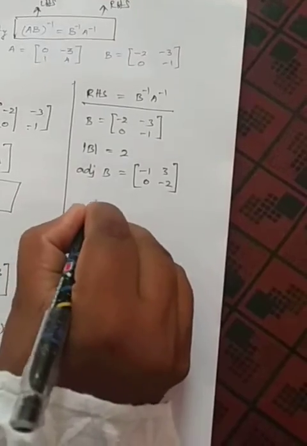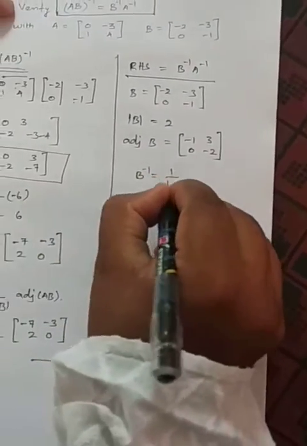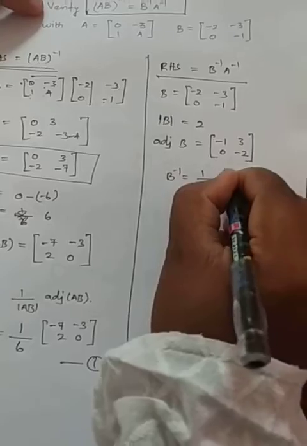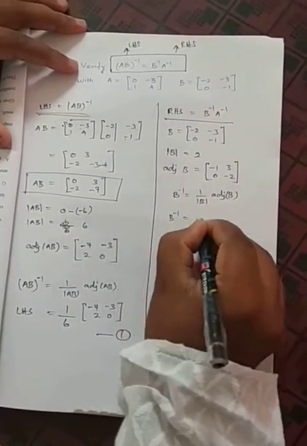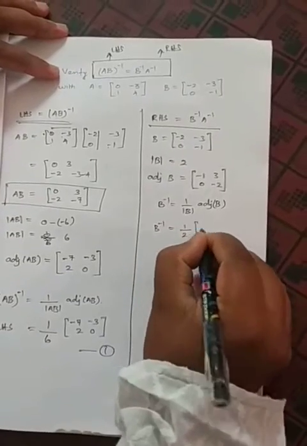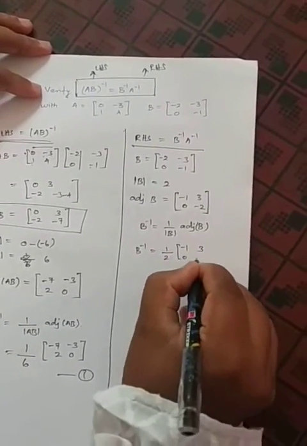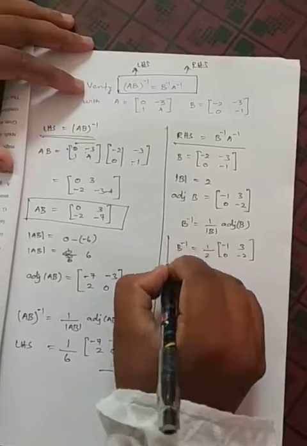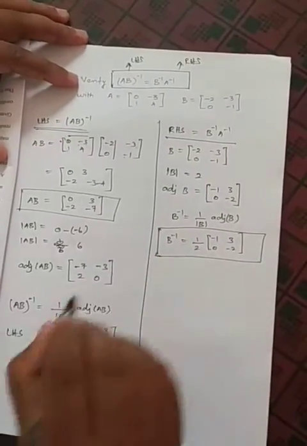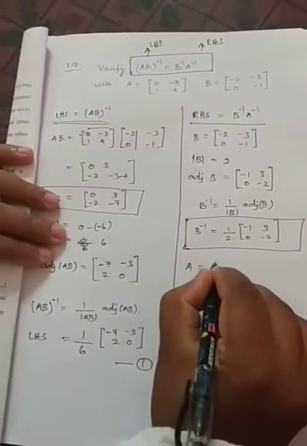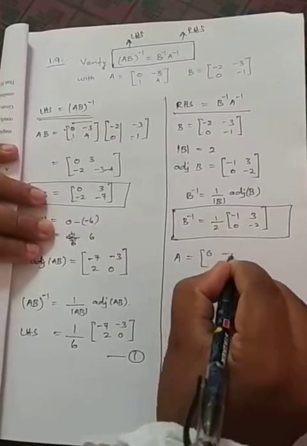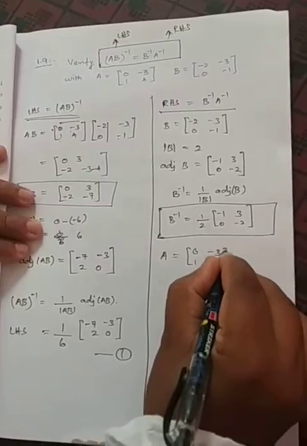Now B inverse value is 1 by determinant of B, adjoint of B we have. So B inverse value we are getting 1 by 2, and this is minus 1, 3, 0, minus 2 is there. That is the B inverse value. Similarly, we are going to find A inverse. A is 0, minus 3, 1, 4 is there.